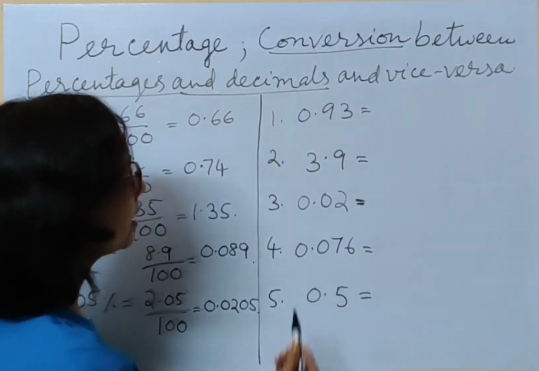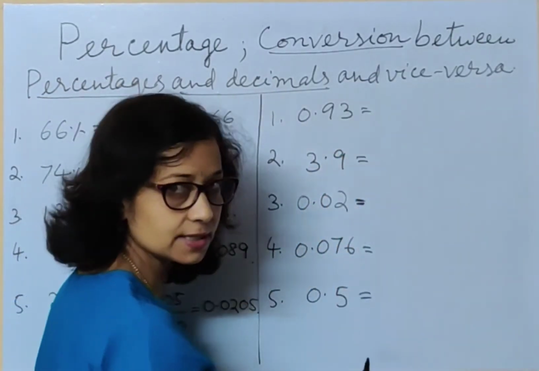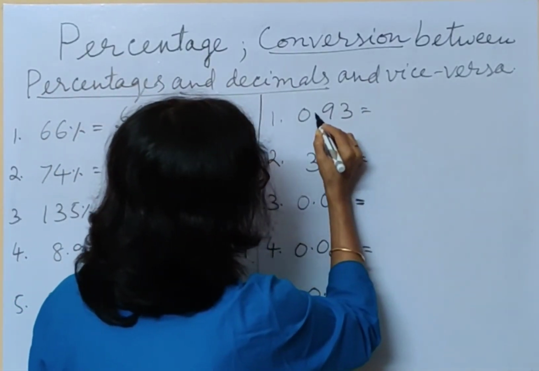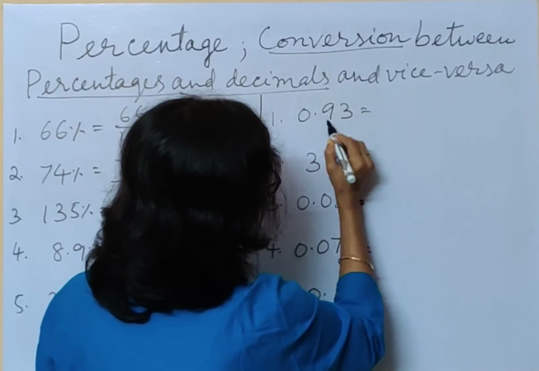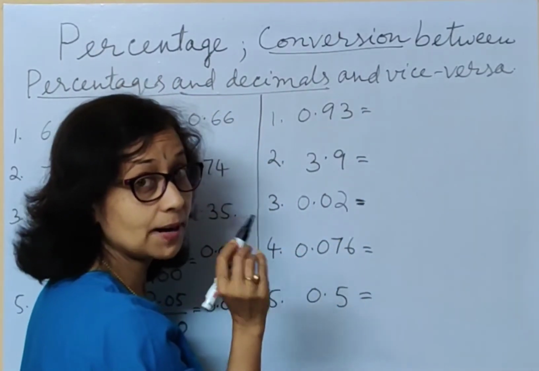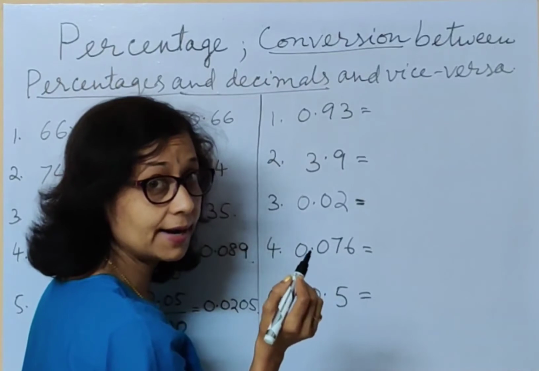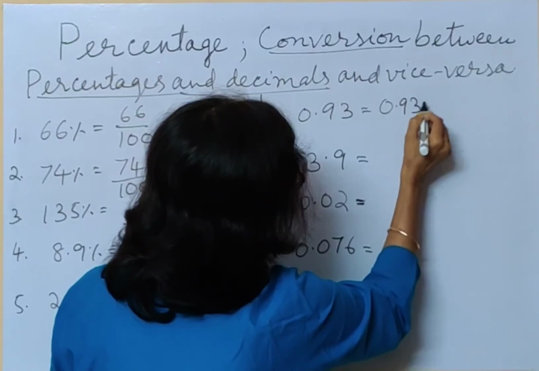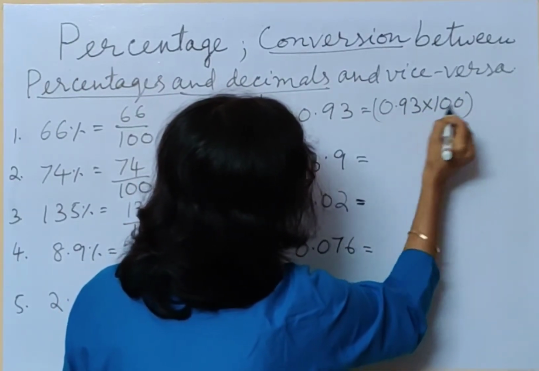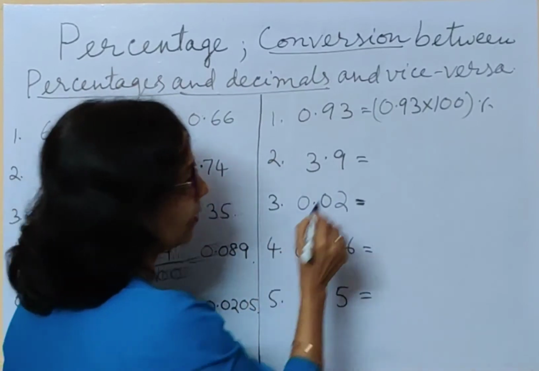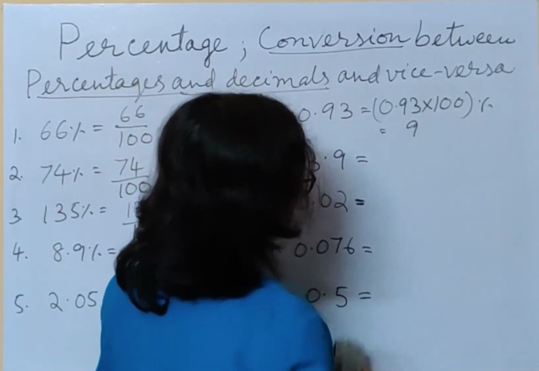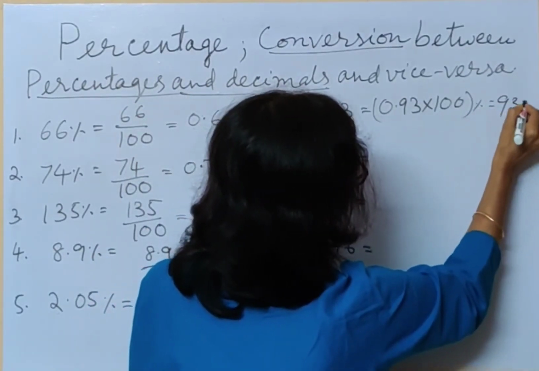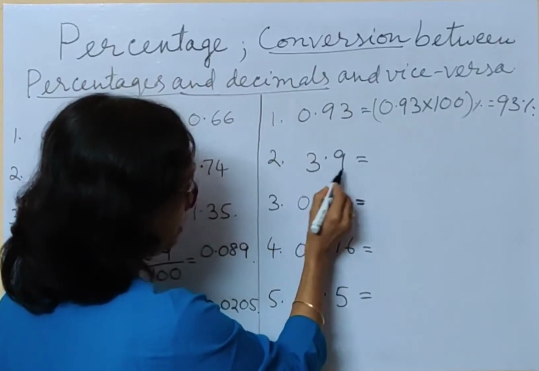Now we will do decimal to percentages. We will convert decimals to percentages. So here you can see decimals. What is the rule? We have to multiply by 100. Just multiply by 100 and place the percent symbol. So here 0.93 multiplied by 100 and a percent symbol. And what will be our answer? 93%. Our answer will be 93%. Now 3.9.